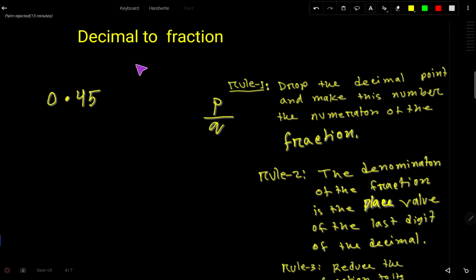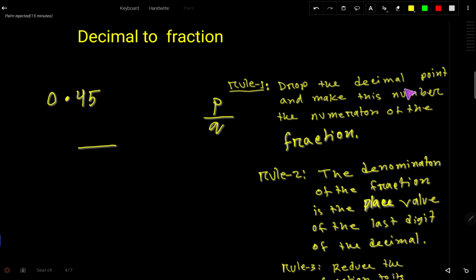Decimal to fraction. Look, this is the decimal number and we have to convert this decimal number to fraction. A fraction has numerator and denominator. So to convert decimal to fraction, we have to go through three steps. At first, you have to find out the numerator and then denominator, and at last, in the third step, we have to reduce the fraction. So in the first step, let us find the numerator.